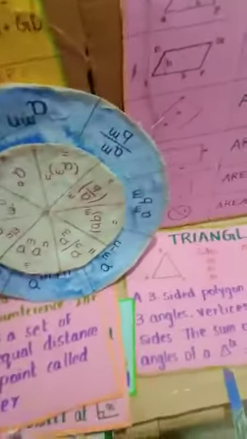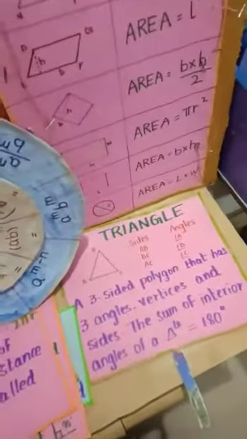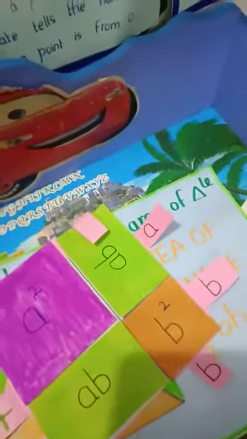Very easy. And in the next video I will show you all the stuff: the geometrical proof of (a plus b) whole square, the geometrical proof of (a minus b) whole square, and all, in the next class.